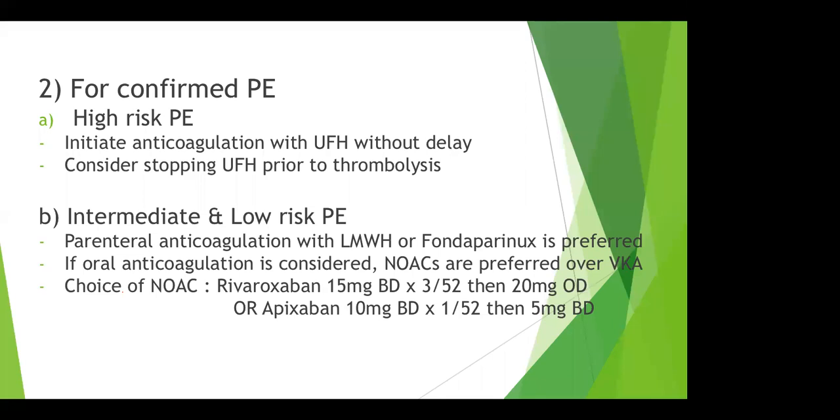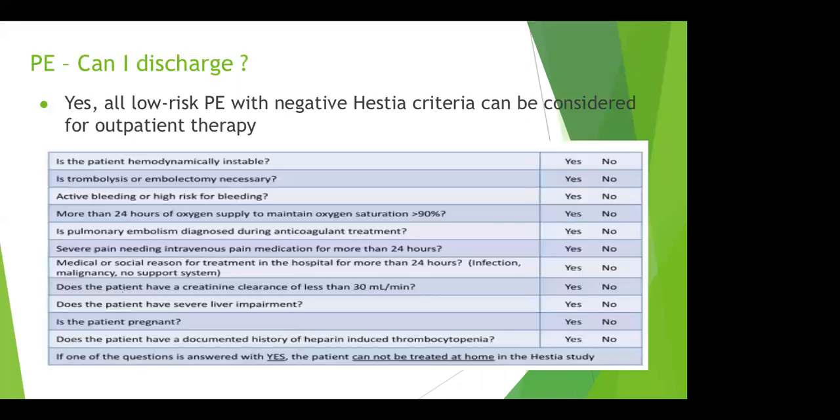So for rivaroxaban, you give 15 mg BD for 3 weeks. So that's a higher than usual dose. And then you reduce to 20 mg OD. For apixaban, 10 mg BD for 1 week, and then 5 mg BD. So the dosing is different from your usual. It's good to be mindful of the increased dose of these 2 NOACs.